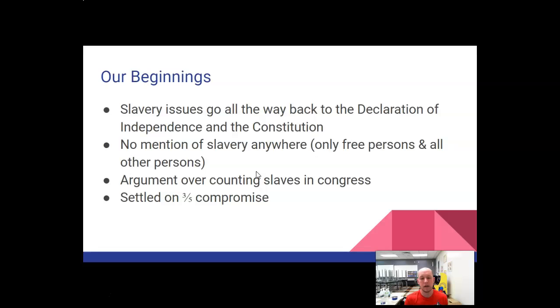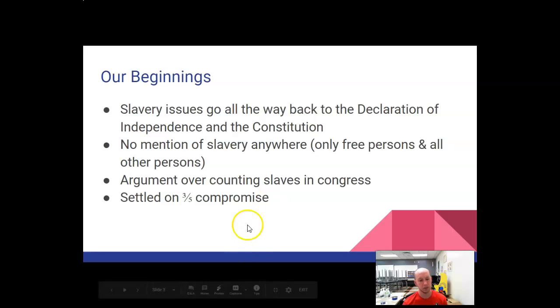Now, as our government was being formed, and Congress was first getting its start, there was a lot of argument about what to do with slaves in terms of taxation and representation. The southern states wanted slaves to be counted as people so that they could get more representation. The northern states wanted slaves to be counted so that they could be charged more taxes. And ultimately they settled on the 3/5 compromise.